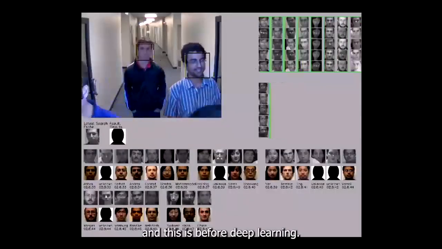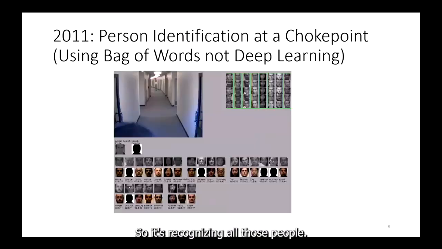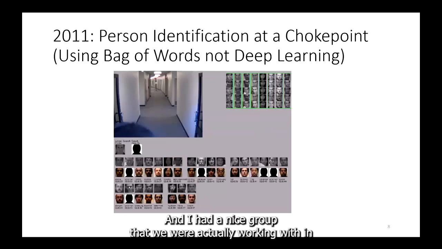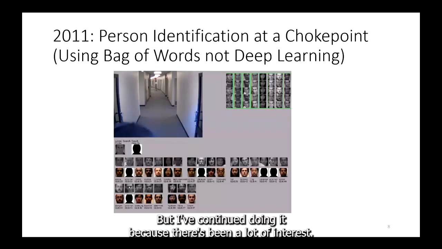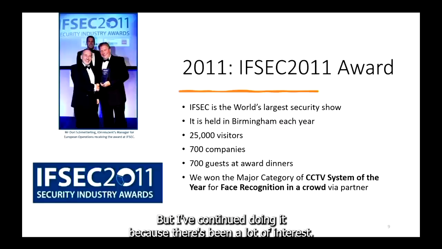And this is before deep learning. So it's recognising all those people. Performance was pretty good. It's much, much better now. And as I said, this was pre-deep learning. And had a nice group there. We were actually working within NICTA doing this work at the time until NICTA Queensland shut down, but I've continued doing it because there's been a lot of interest.